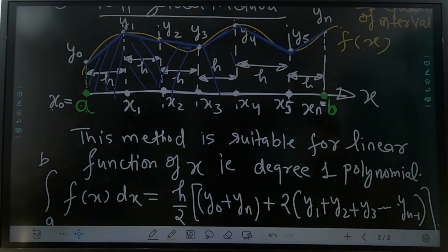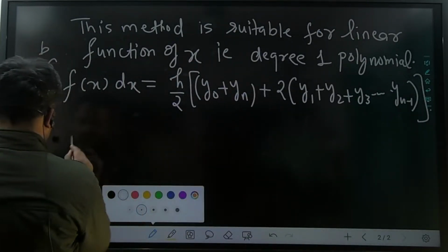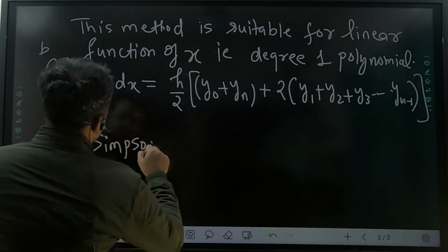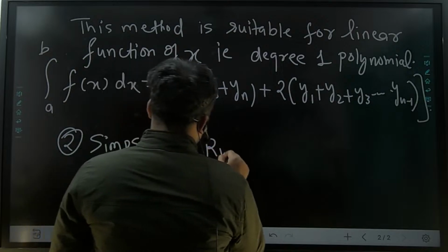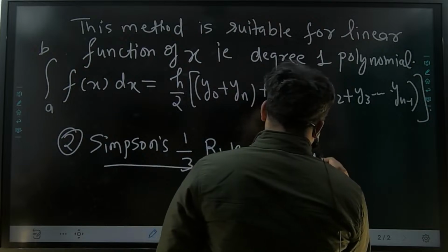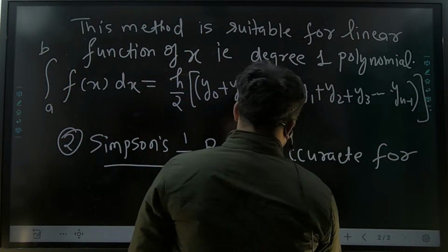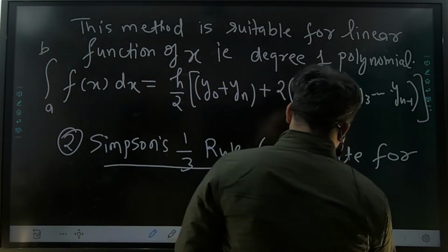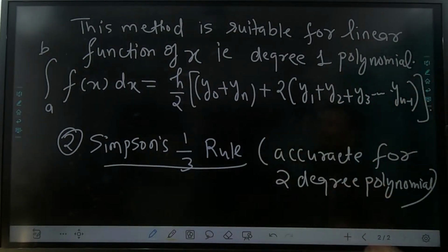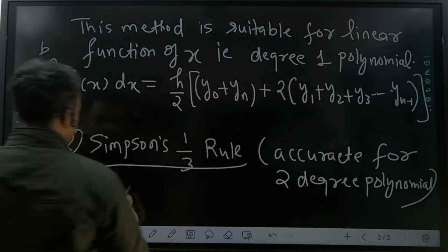Then we have Simpson's 1/3 rule. This gives you accuracy for a 2 degree polynomial. Accurate for a 2 degree polynomial or quadratic equation. Just remember, if it is a 2 degree polynomial, then you should integrate with Simpson's 1/3 rule. Or if it's a quadratic equation, you should integrate with Simpson's 1/3 rule.